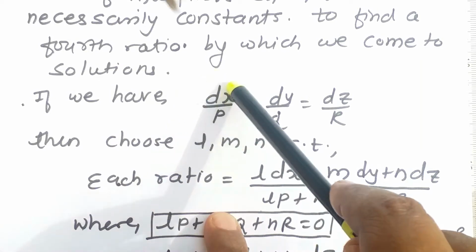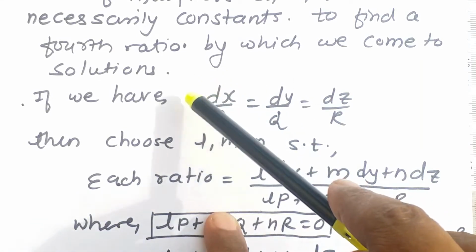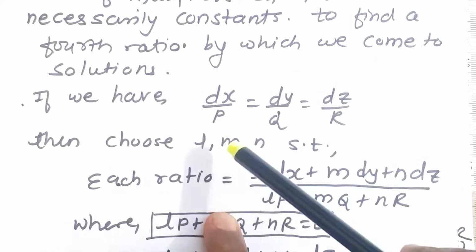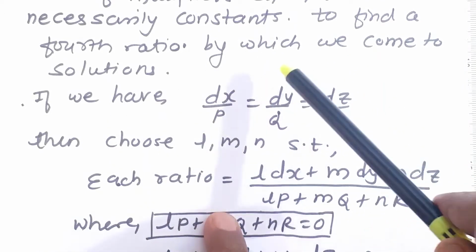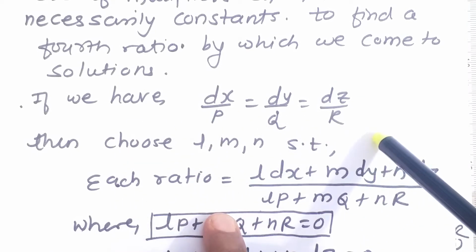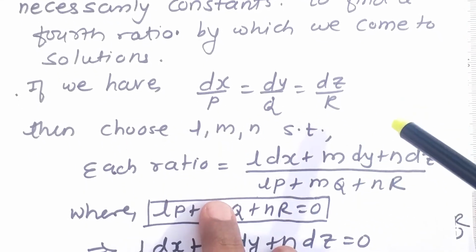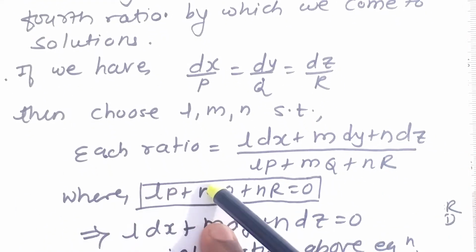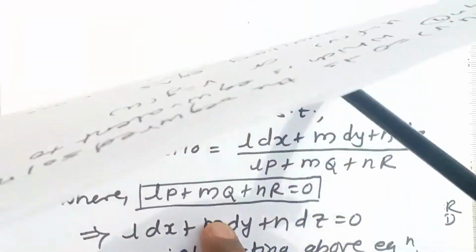We multiply the first ratio in the numerator by L, the second ratio by M, the third ratio by N, and we add them, right? L dx plus M dy plus N dz in the numerator. Same thing we do in the denominator, LP plus MQ plus NR. This element we have to guess. And what kind of element? Where LP plus MQ plus NR equals 0. This is a very important condition.